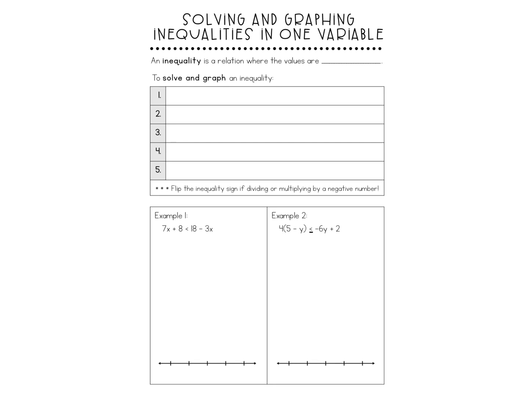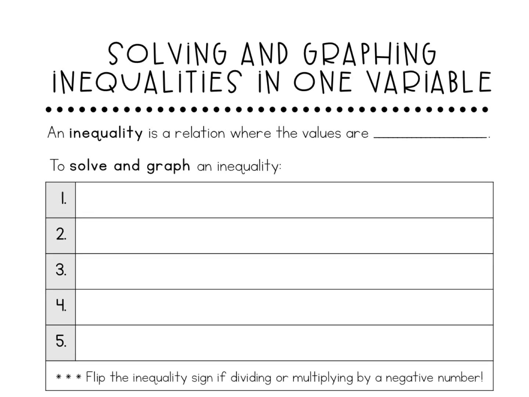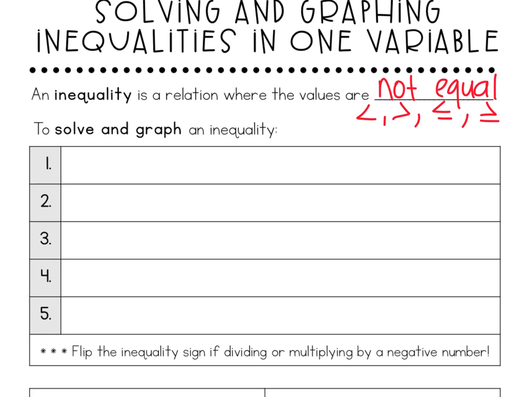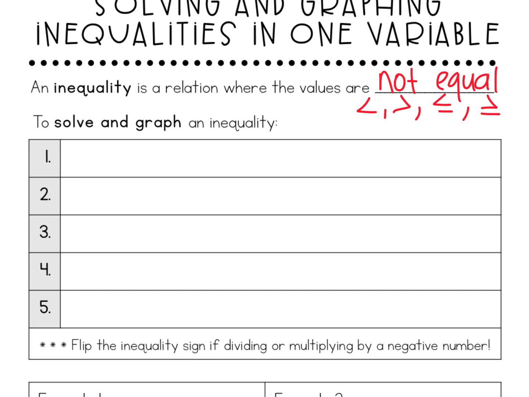Hello everyone, today we're going to be going over solving and graphing inequalities in one variable. An inequality is a relation where the values are not equal. So you will not be seeing any equal signs. You will be seeing either a less than, a greater than, less than or equal to, greater than or equal to.